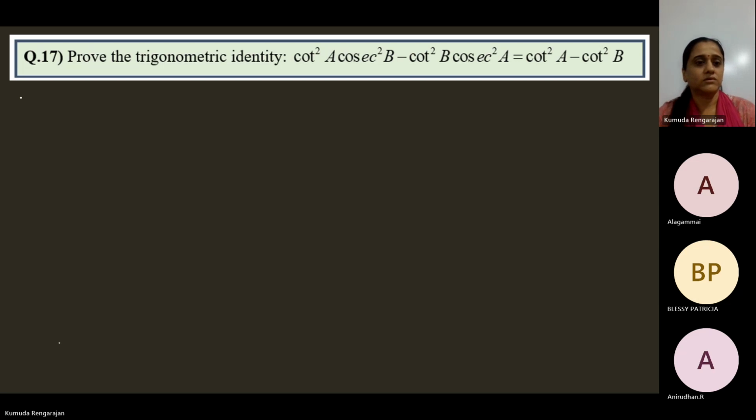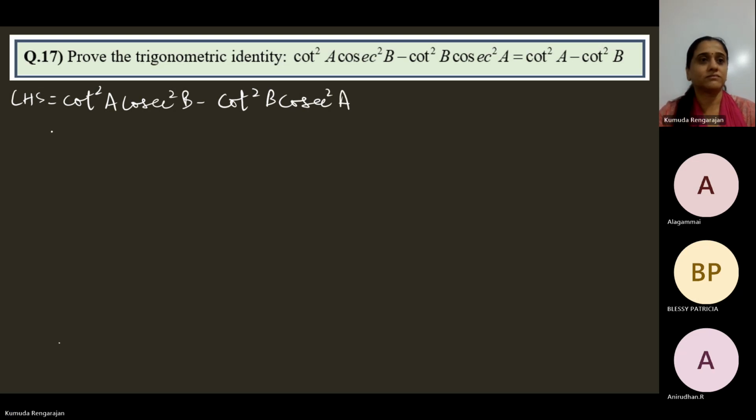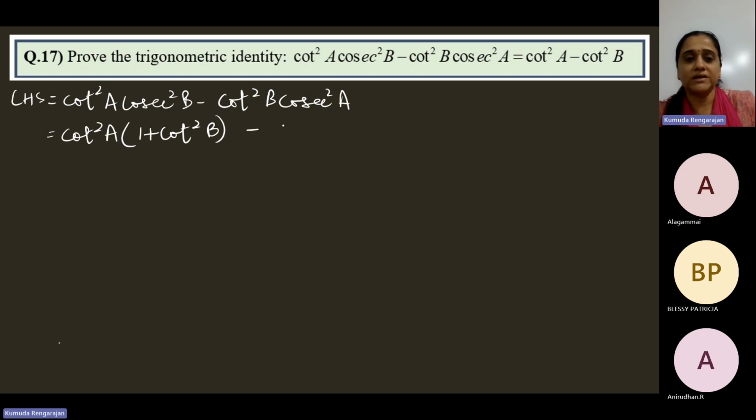This one is similar. Tell me. Fast, before I can write, you should raise me. Next step. What should be written in the RHS? We have cot square A and cot square B. So don't disturb cot square A, cot square B. We don't want cosecant. Okay, so cot square A into 1 plus cot square B minus cosecant square A is 1 plus cot square A. Next.